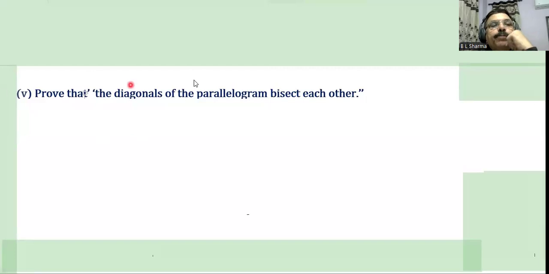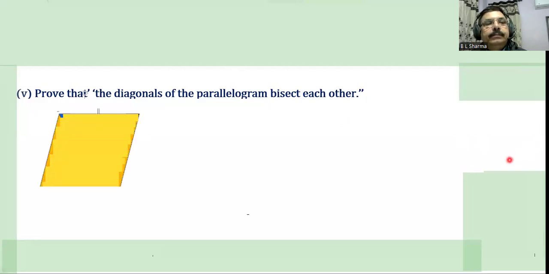Next property is prove that the diagonals of a parallelogram bisect each other. Parallelogram में जो diagonals होते हैं वो आपस में bisect करते हैं. Bisect means divides into two equal parts. पहले हम एक डायग्राम कंस्ट्रक्ट करेंगे, फिगर बनाएंगे टू अंडरस्टैंड दिस क्वेश्चन. ये पैरेललोग्राम है. इसके ये जो डायगोनल्स बनाएंगे. Now we have to construct diagonals.